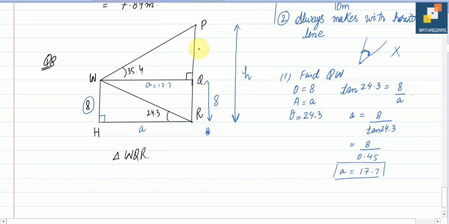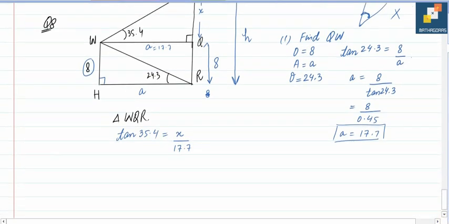So let's say this value is X, right, from P to Q. Now X is the opposite and A is the adjacent in the triangle PWQ. So opposite and adjacent comes in tan. So it will be tan 35.4 is equal to opposite divided by adjacent, that is 17.7. Now tan 35.4 is 0.71, right?